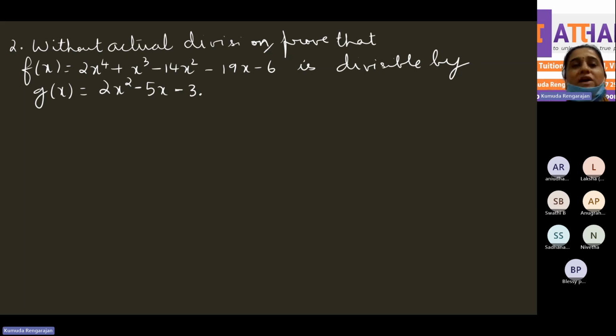No, if you give different values for x in f of x, you will only find the value of f of x for that particular value of x. That's not going to help you.